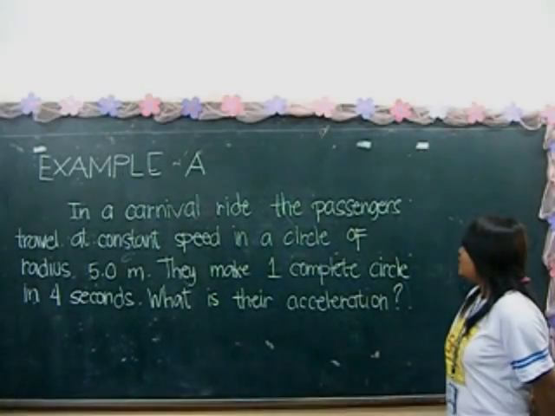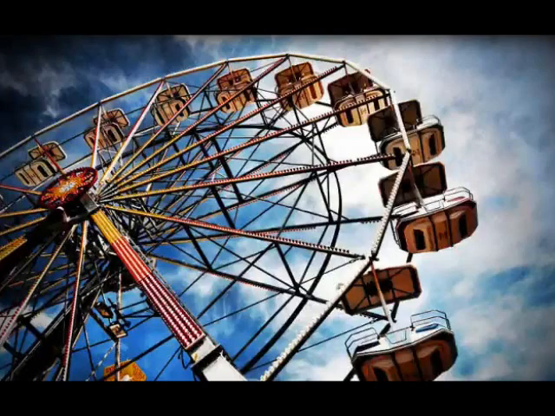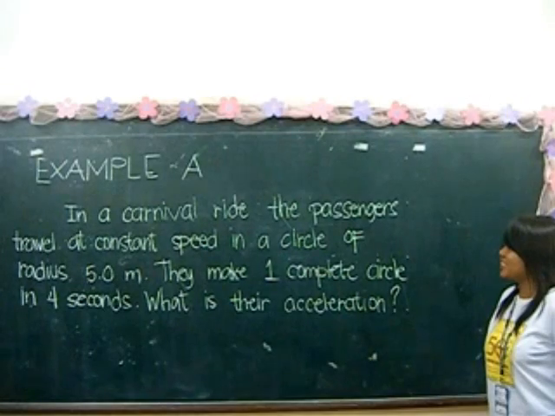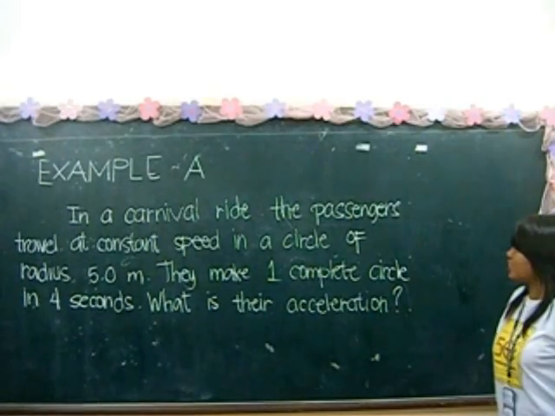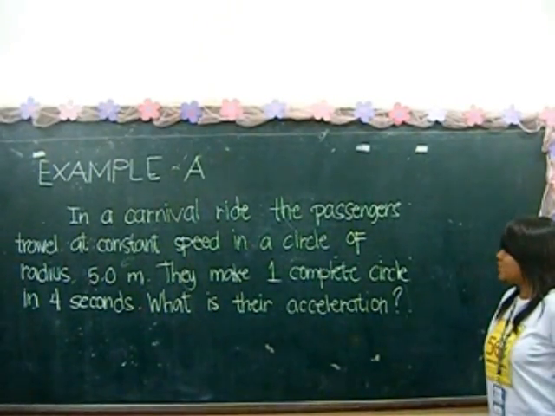In a carnival ride, the passengers travel at constant speed in a circle of radius 5.0 meters. They make one complete circle in 4 seconds. What is their acceleration?